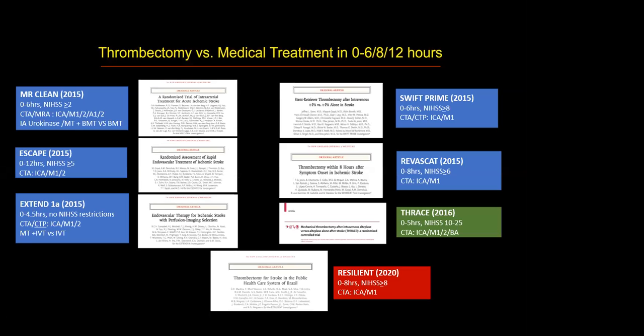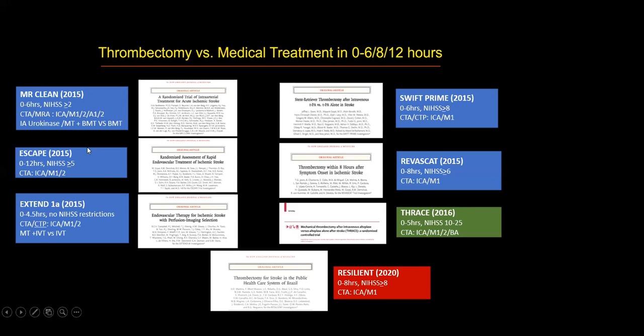So let's look into some of the studies done in the early window randomized clinical trials. Early means they were done in patients presenting with stroke less than 6 hours. Most of these studies were published in 2015. There are 5 studies published in 2015, and 2 of them published in 2016 and 2020, looking into thrombectomy versus medical treatment in 0 to 6, 8, and 12 hours.